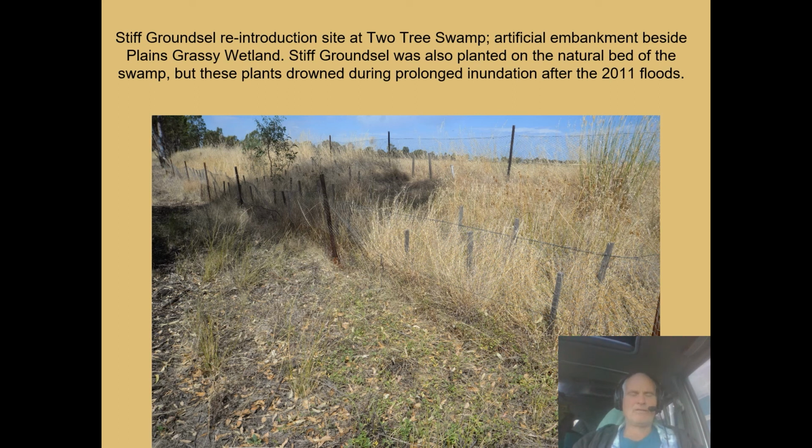And this is one of the main reintroduction sites that was done before I got involved with the species, which is at Two Tree Swamp. And again, it was an artificial embankment with the plants. You can see all those wooden pegs have a Senecio planted next to them. So it's done quite well on that embankment, but the Senecio was also planted in the natural bed of the wetland next to that embankment, but all of those plants drowned during the 2011 floods.